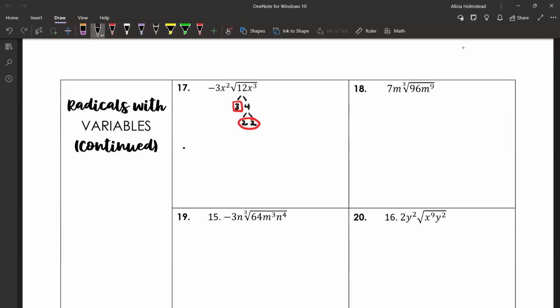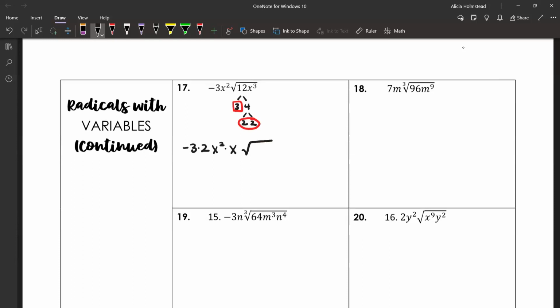So we'll do negative 3 times 2, because we're going to pull out that 2. And then I'm going to write the x squared that's already there. And then let's look at these x's on the inside. So there's 3 of them, and since our index is 2, we're looking for groups of 2. How many groups of 2 are there in 3? Well, there's 1, so I know that I'm going to pull out one x, and I'll have 1 left over.